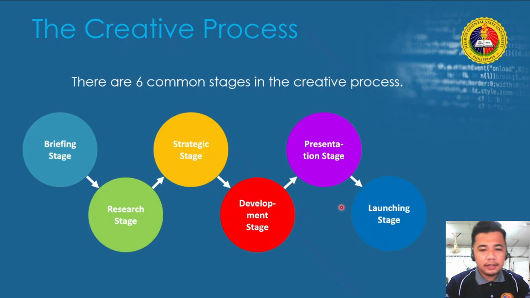Now the strategic stage, that is where you combine everything that you learned from the briefing and the research stage, and make a mock-up or a wireframe out of it. Basically, just create a sketch of how the poster is going to look. Then next is the development stage, that is actually developing your sketch, your mock-up, your wireframe into an actual design. So this would be using the industry standard software. It could be either Adobe Photoshop, Adobe Illustrator, or Adobe InDesign, depending on the kind of graphic design that you are doing.